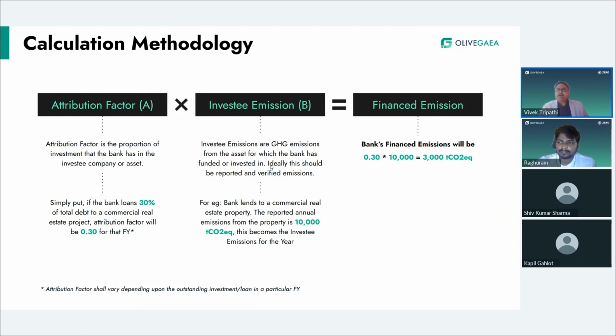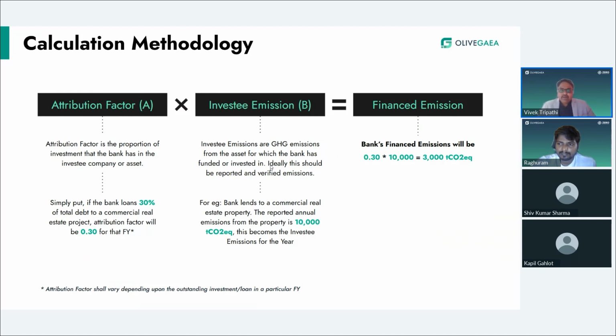Accordingly, multiple attribution factors for each of those investments need to be calculated. That's part one of the calculation. Part two is the investee emission. Again, investee emission is very clear. After the bank invests money into a particular asset or a plant or a commercial real estate, that asset or project is going to produce certain emissions, right? Because of the energy consumption or because of the direct fuel consumption and burning. So there would be a certain level of emissions associated with that investment. That is what the investee emissions are.